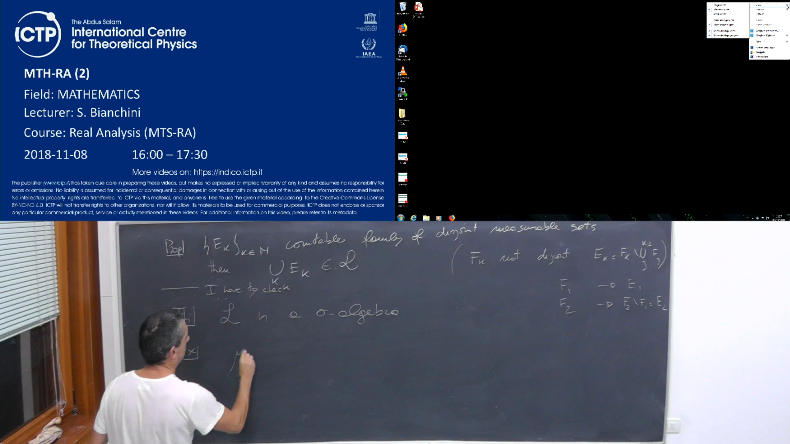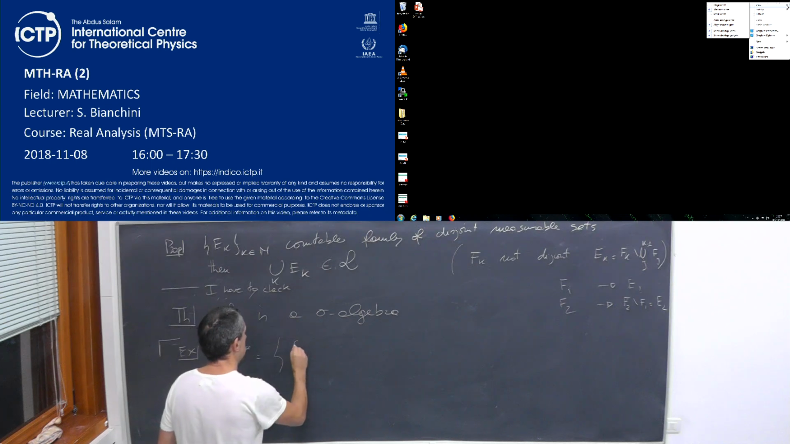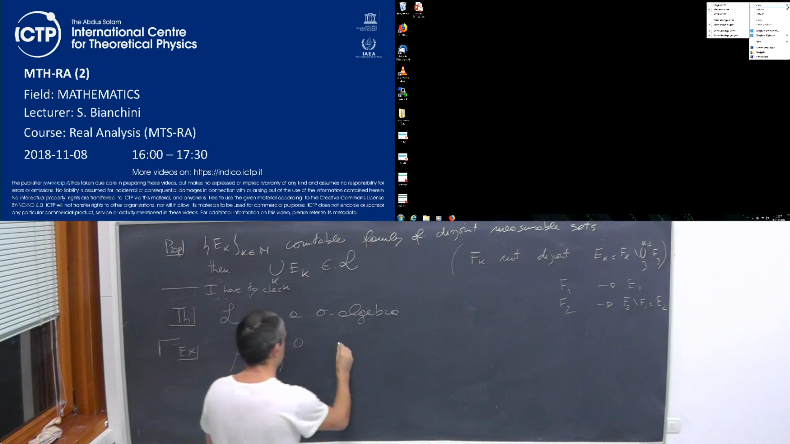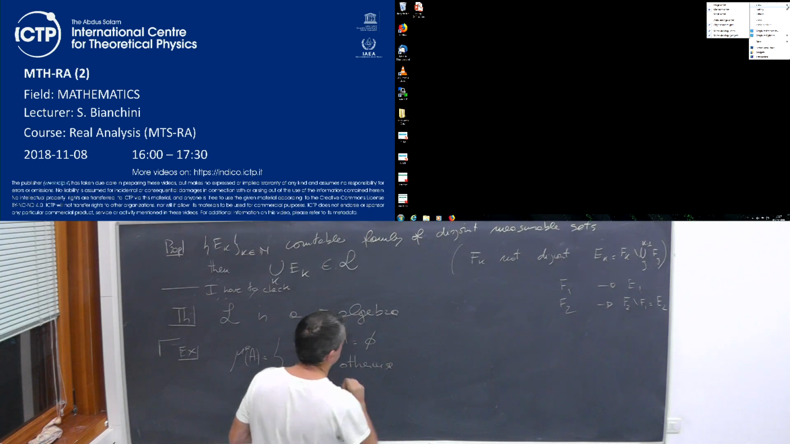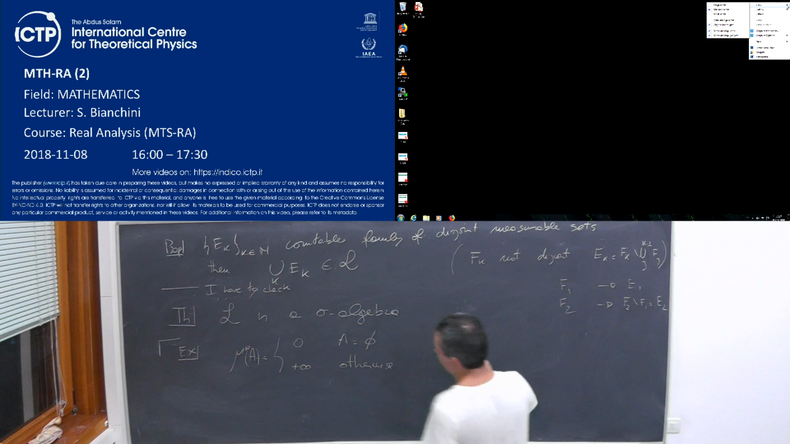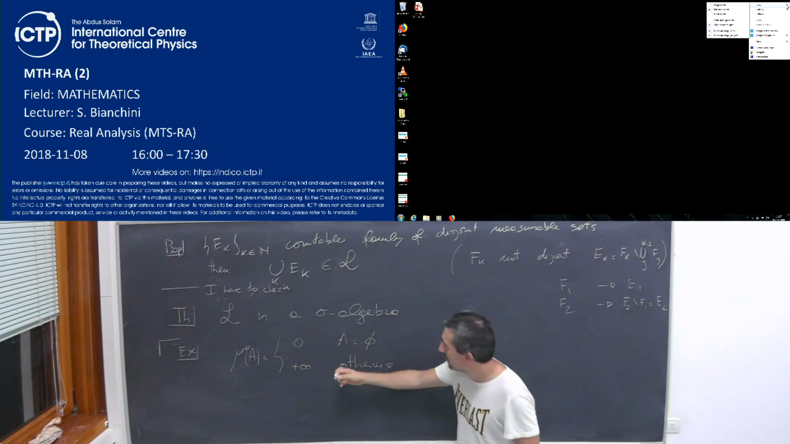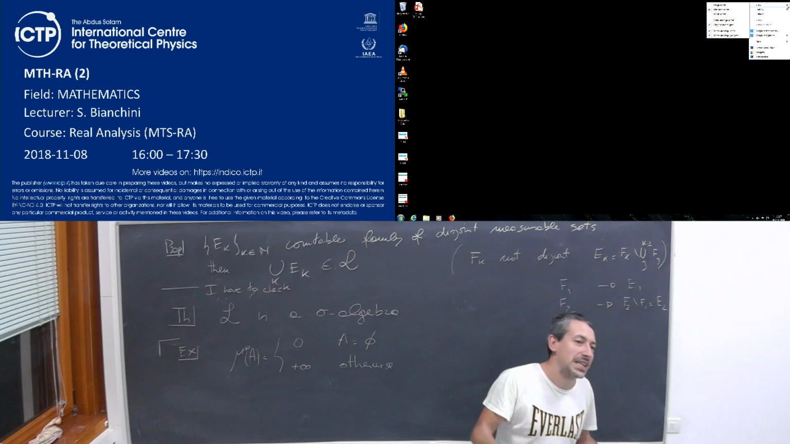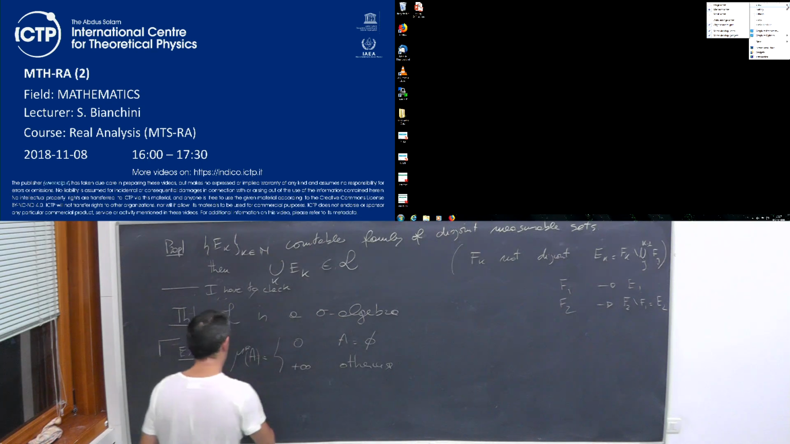So let's say mu star of A is equal to 0 if A is the empty set, and plus infinity otherwise. So clearly the only case to prove is plus infinity: if A is not empty and it is the union of a countable family of sets, at least one set is not empty, no? So clearly mu star is an outer measure.